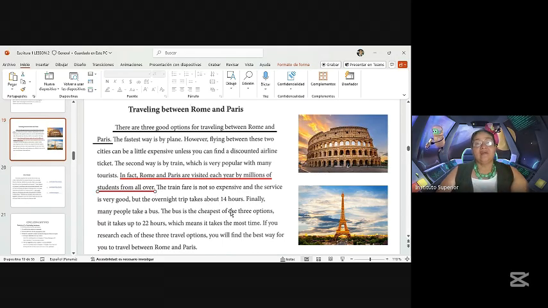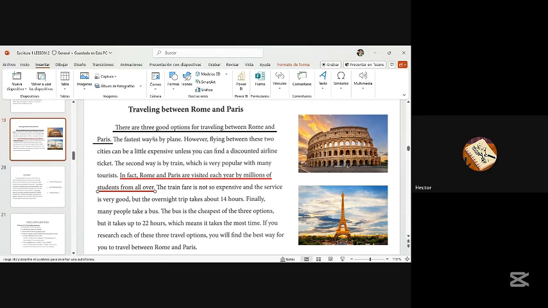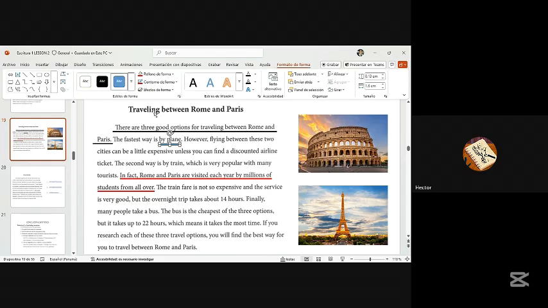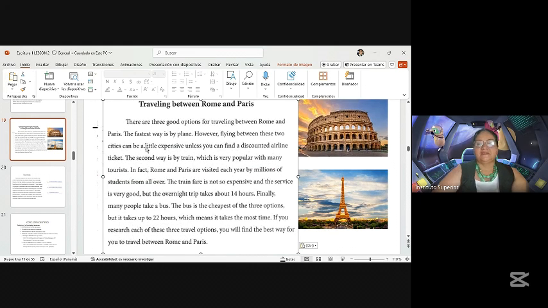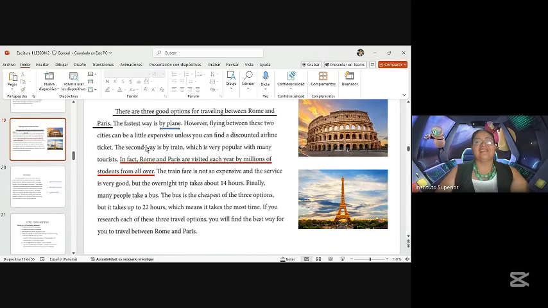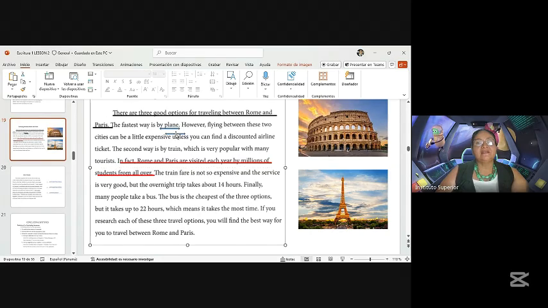Okay, our paragraph says that we have three good options. What are these three very good options? Traveling by plane, train, and bus. Sorry, I copied the paragraph instead of that line. You said plane. What is the other? Train. And what? And bus.